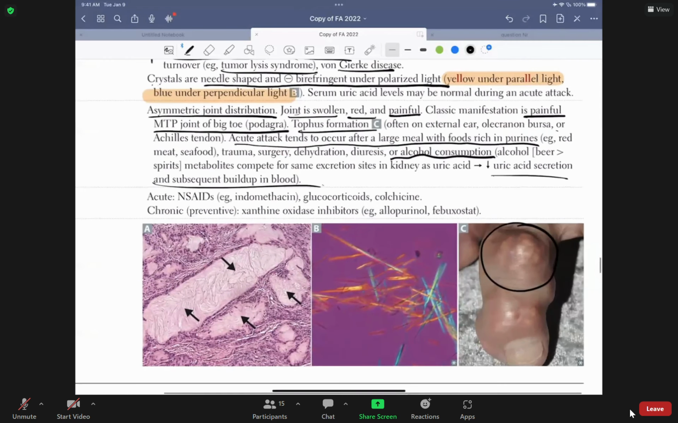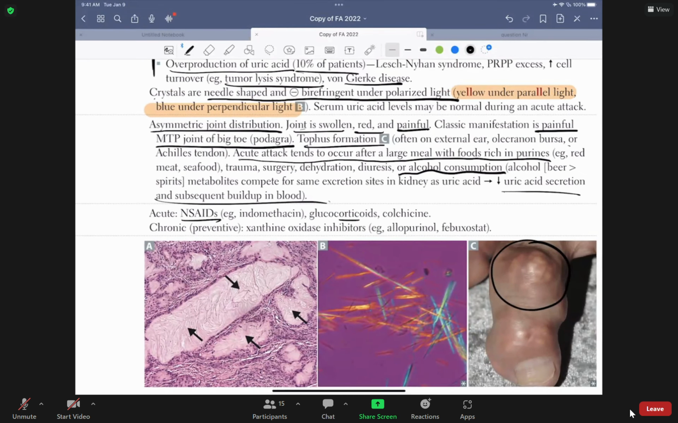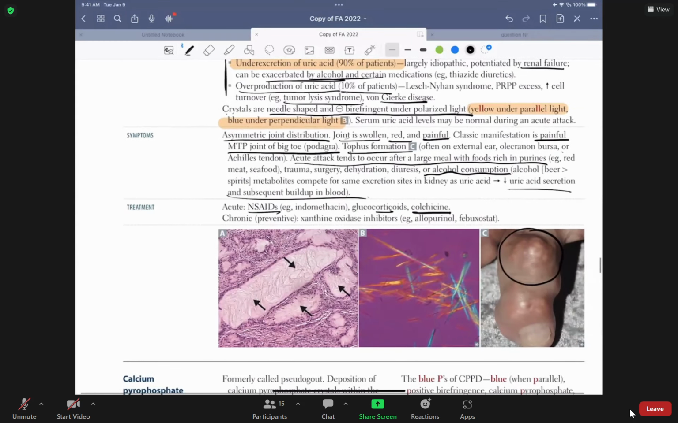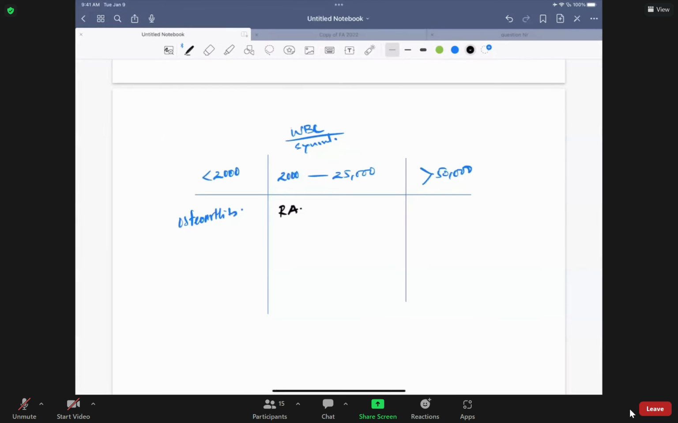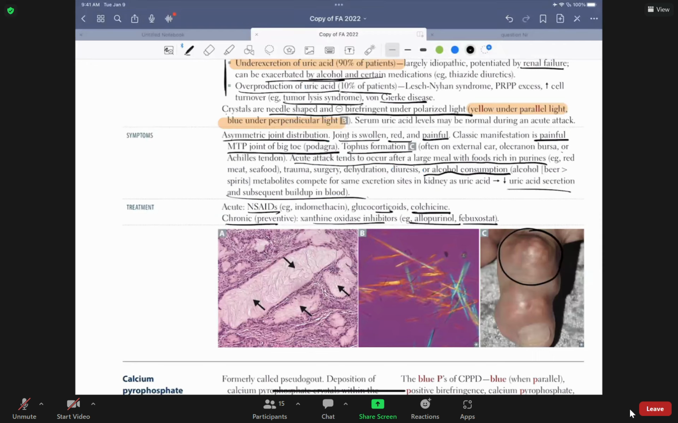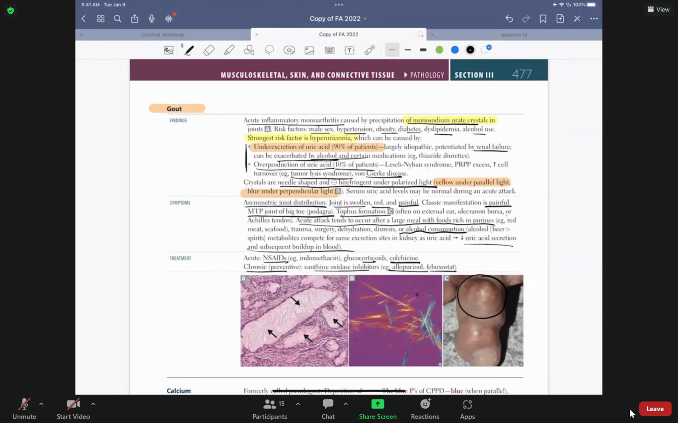Treatment for acute attack, we give NSAID, steroid, or colchicine. What's the mechanism of action of colchicine? It inhibits microtubules, okay? Similar to Chediak-Higashi syndrome, that's where we talked about this, right? So that's that. And the chronic treatment, that means prophylaxis in between attacks, xanthine oxidase inhibitors, allopurinol and febuxostat. We'll still talk about it in pharmacology. Now, I want to put gout also here in the 2,000 to 25,000 range because it's still an inflammation, folks, inflammatory, okay? That's inflammation. Are we clear with gout? Okay. Next.